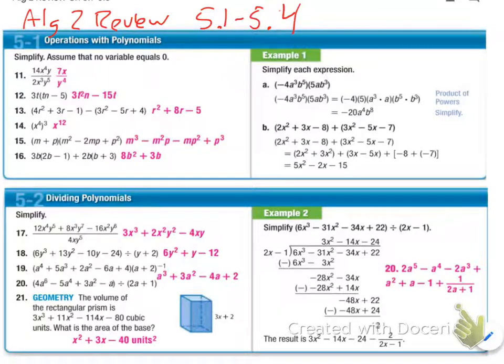Algebra 2, this is review 5.1 to 5.4. In the first section, make sure that for number 11, you're dividing using your exponent rules, and then the rest of those, it looks like there's some multiplying, so make sure you distribute, use your exponent rules, gather like terms, and make sure that you are putting things in any kind of standard form that is possible.